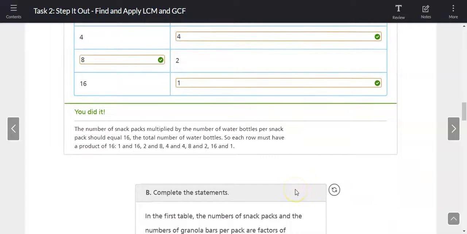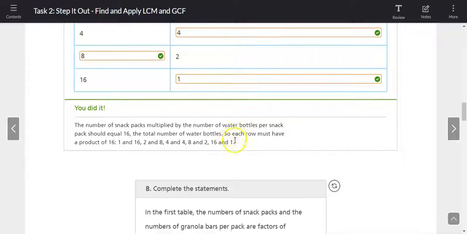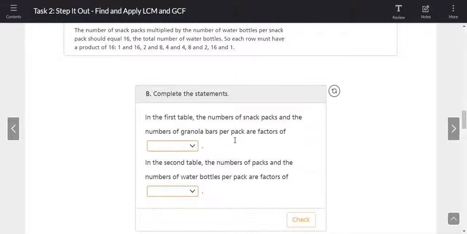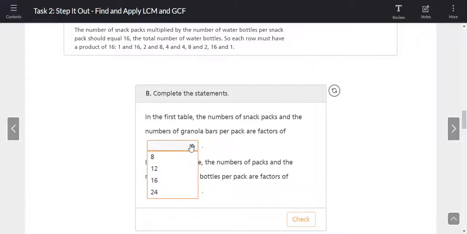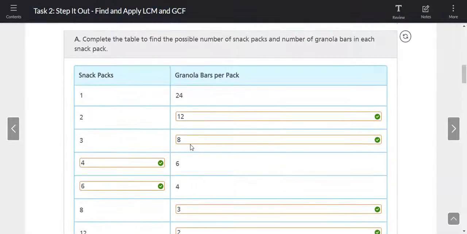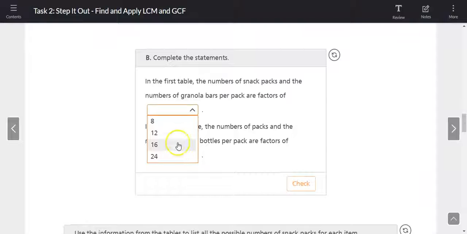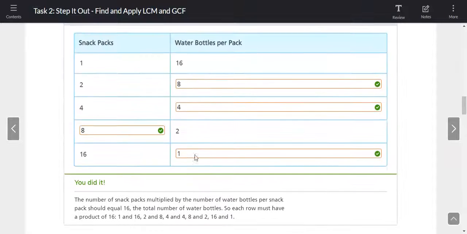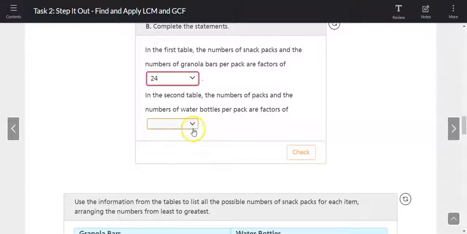Yay, we did it. The number of snack packs multiplied by the number of water bottles per snack pack should equal 16, the total number of water bottles, and that's what we did. So in the first table, the number of snack packs and the number of granola bars per pack are factors of 24. In the second table, the number of packs and the number of water bottles per pack are factors of 16.